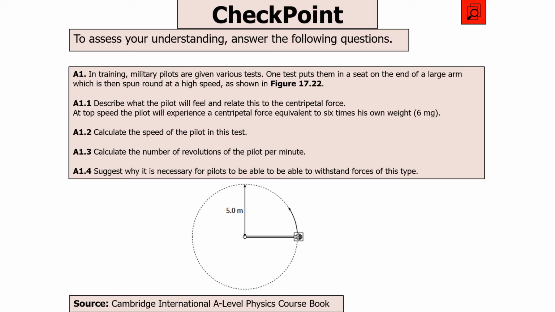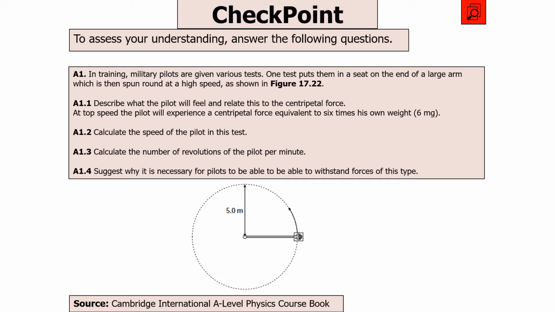One test puts them in a seat on the end of a large arm which is spun around at high speed. Describe what the pilot will feel and relate this to the centripetal force. At top speed, the pilot will experience a centripetal force equivalent to 6 times his own weight. Calculate the speed of the pilot in this test, then calculate the number of revolutions of the pilot per minute, and then finally suggest why it is necessary for pilots to be able to withstand forces of this type.